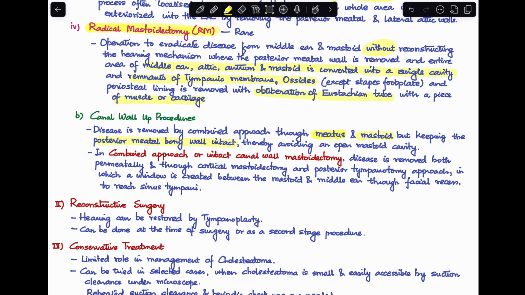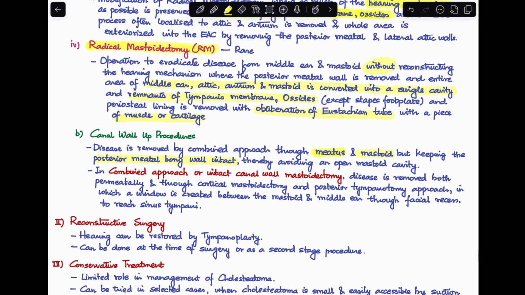So in the combined approach or intact canal wall mastoidectomy, the disease is removed both permeatally and through cortical mastoidectomy, and posterior tympanotomy approach, in which a window is created between the mastoid and middle ear through the facial recess to reach sinus tympani. Here you also need to know about the differences between canal wall up and canal wall down procedures, which again I'll be discussing in a separate video. Please do catch it over there.